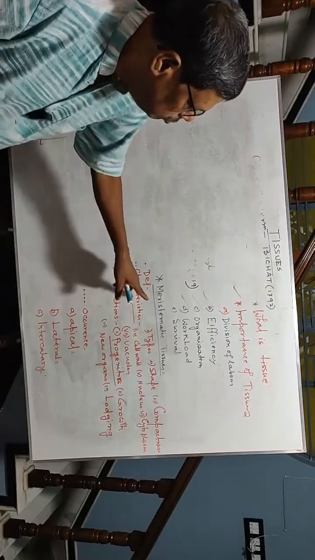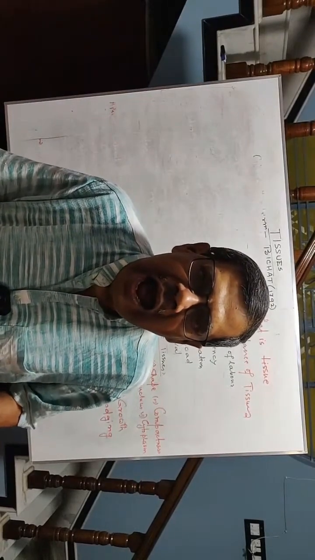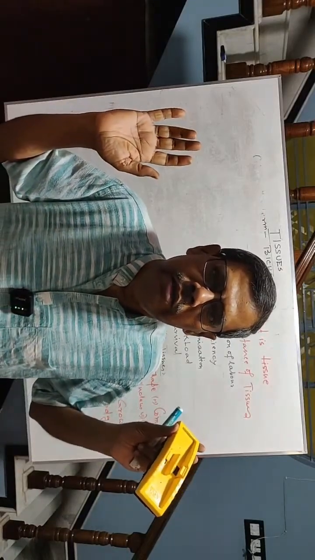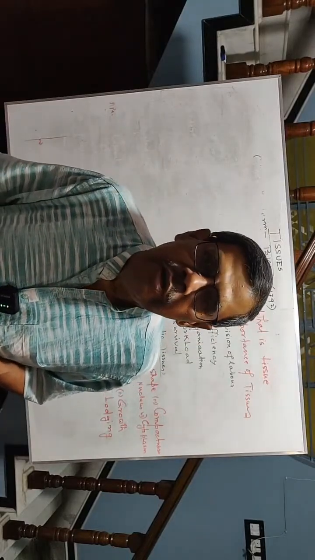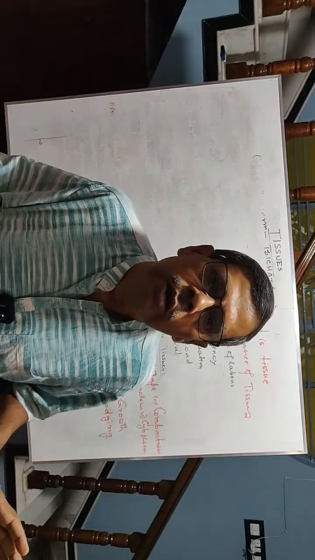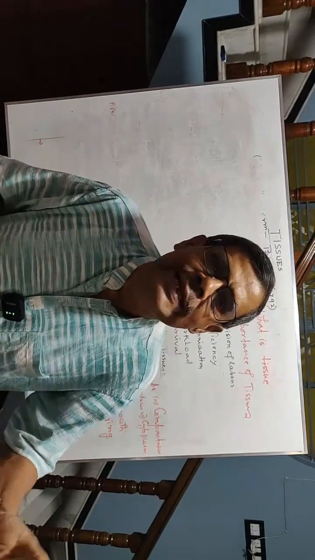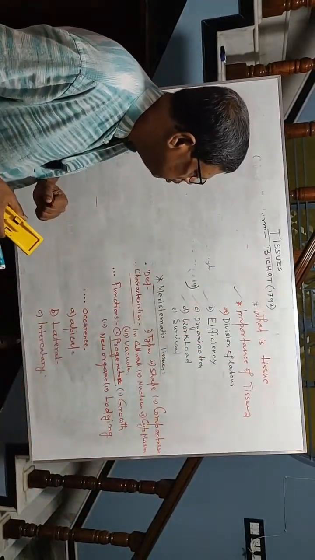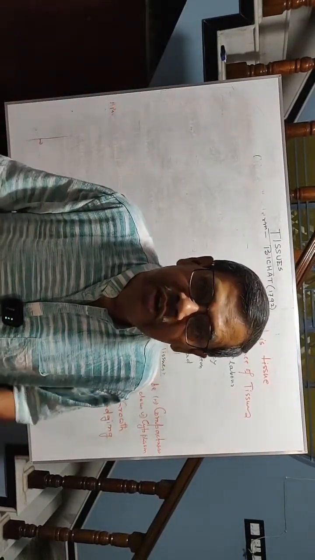What is meristematic tissue? Definition: the tissue which divides throughout the life of the plant. These are the tissues that are able to perform division all the time. Those with the ability to divide all the time are meristematic tissue.